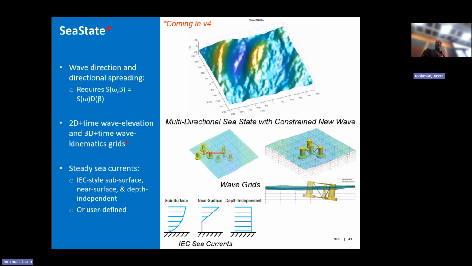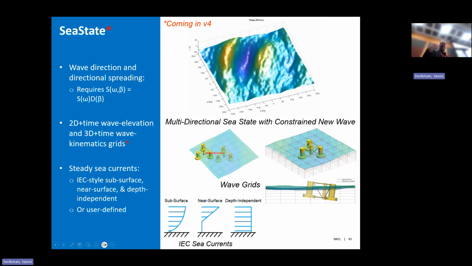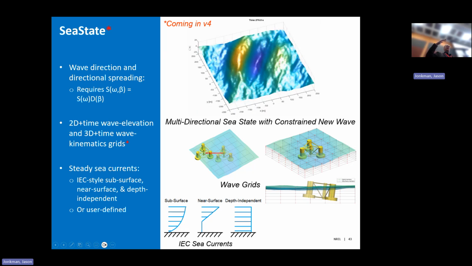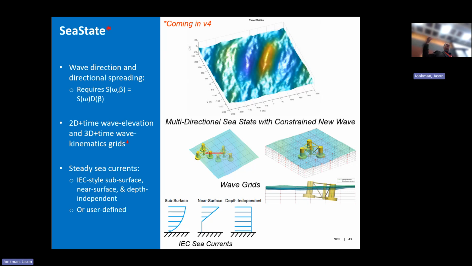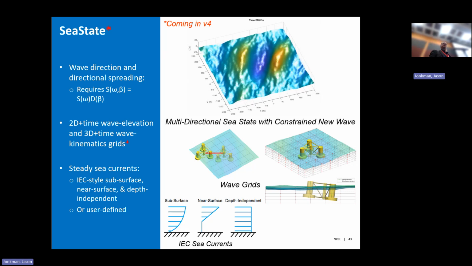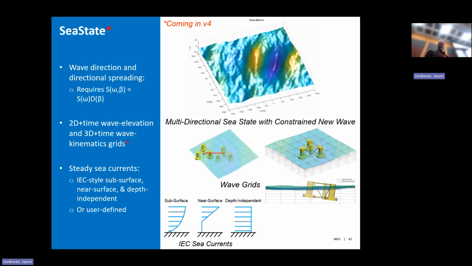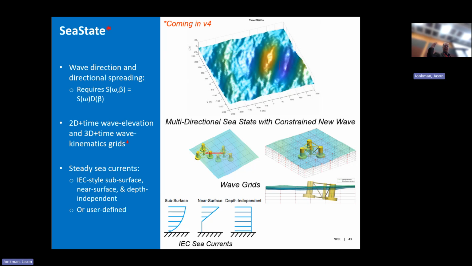A couple other things about SeaState. You can do directional spreading. So this is showing, I think actually, an irregular SeaState with directional spreading, where I embed a constrained wave in it. So at a given XY point, I say I want that big wave to show up, and it builds it up, and you'll see a big wave come through. So that's definitely in there.